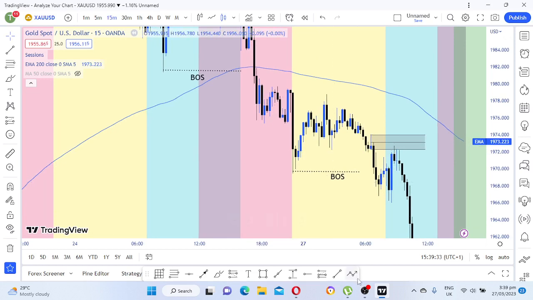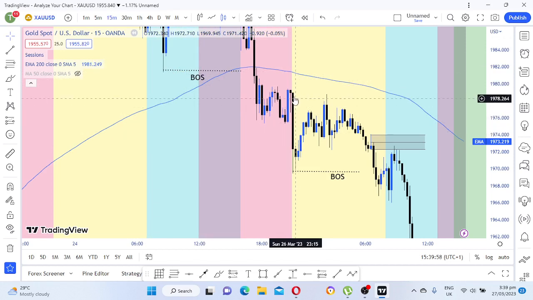So the first thing that I discovered here on gold: we are now in a downtrend on the lower time frames, the 15-minute and 30-minute time frames. We had a break of structure here. That was a break of structure on the other day, on Friday, I think. Yeah, it was on Friday, 24 March.